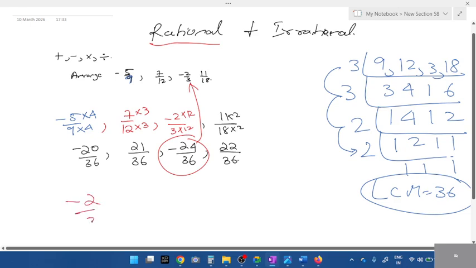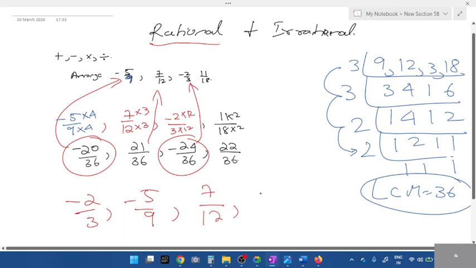Minus 2 by 3. Next one. What's the value for this? Minus 5 by 9. Then which is smaller, 21 or 22? 21. 7 by 12. Then we have 11 by 18. Is it clear? You can even write the less than symbol here. Yeah, you can put the less than symbol.